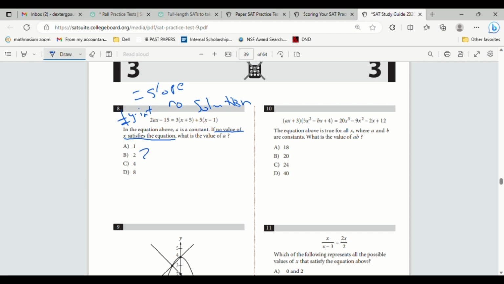So 2ax minus 15 equals, now we will distribute our 3 to both x and 5, 3x plus 15, and 5 to both x and negative 1, plus 5x minus 5. So 2ax minus 15 equals 8x plus 10. So we already can see that we have different constant terms. Now all we need is just the same coefficient in front of the x term. So 2a equals 8, because we want these to be the same, so a equals 4.